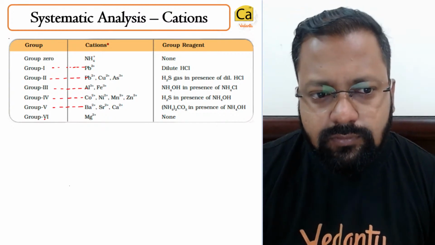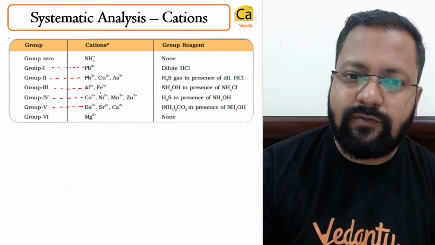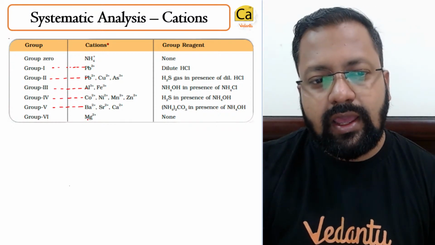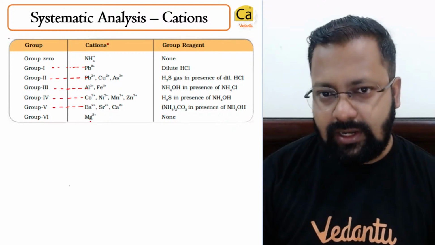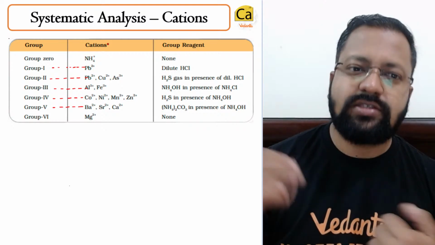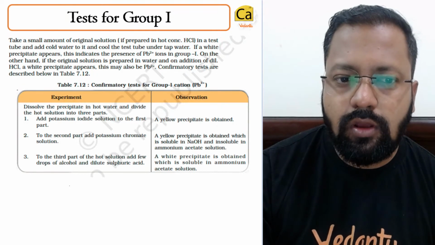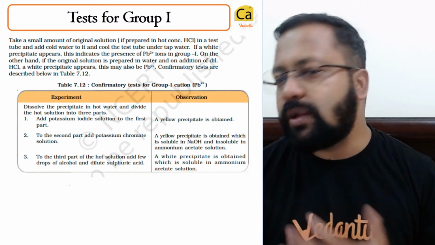Okay, group 6 and group 0, they will have no specific reagent, and so you have to detect them separately. ओके, इंडिविजुअली आप इनका डिटेक्शन करते हो. So let's start with group 1. Now group 1 का detection आप कैसे करोगे?